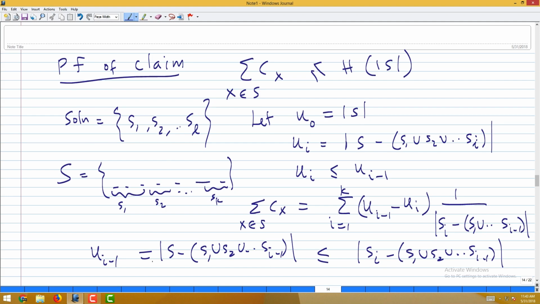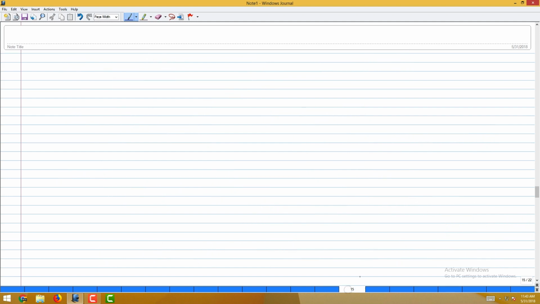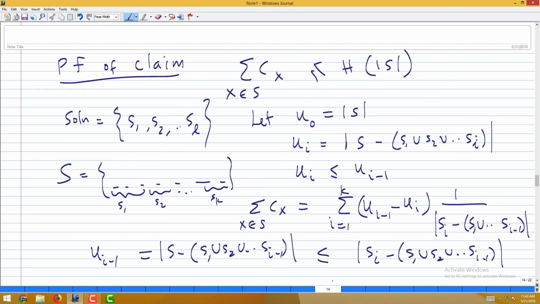Okay. So, summation c_x, x in S, is equal to summation i equal to 1 to k of u_{i-1} minus u_i, times 1 by u_{i-1}. So, all I did was replace this quantity by u_{i-1}. Since this is bigger, 1 by that is smaller.